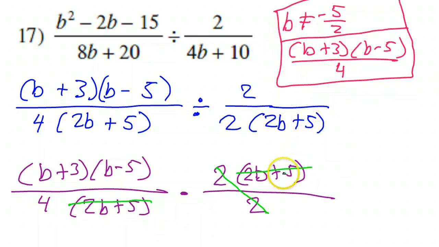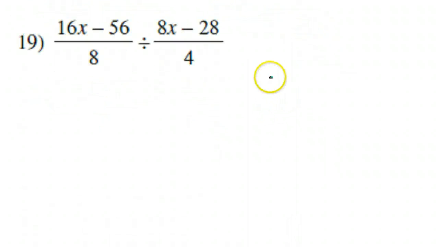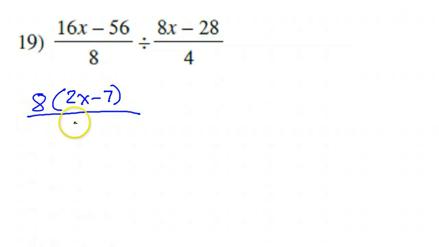Alright, so that's the answer number 17. Alright, let's do some factoring. Both of these are divisible by 8. So if I pull out the common factor of 8, that's 2x minus 7 right there. In the denominator, of course, I have 8. They'll be canceling out in a minute.